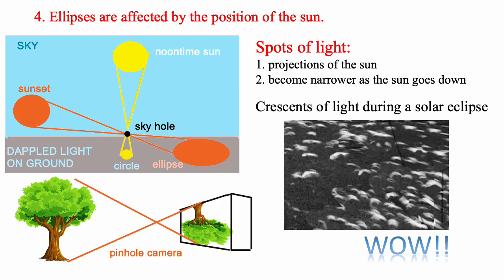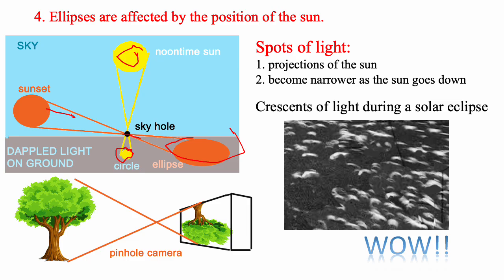And finally, ellipses are affected by the position of the sun. The noontime sun shines through a sky hole, causing circular patterns on the ground. The evening sun going through the same sky hole causes ellipses.